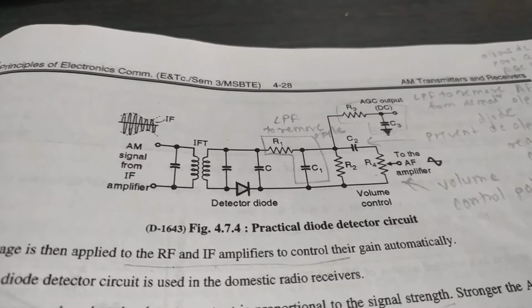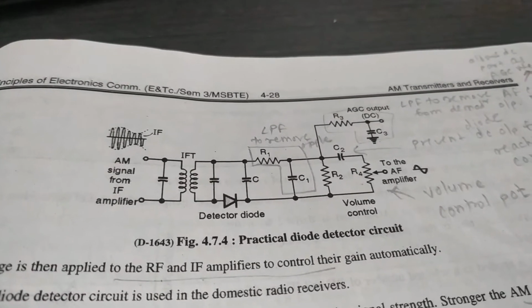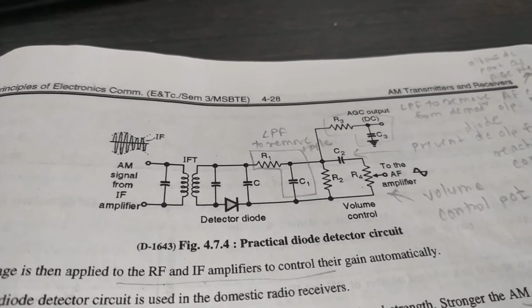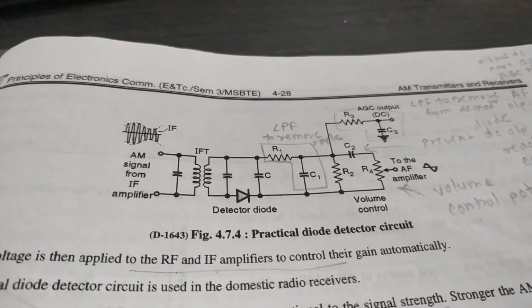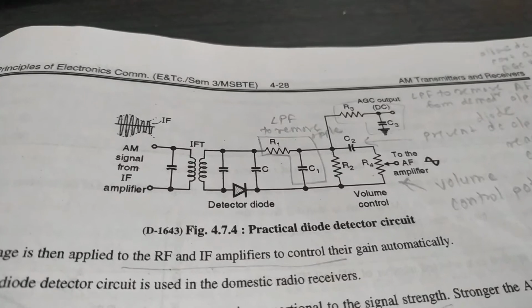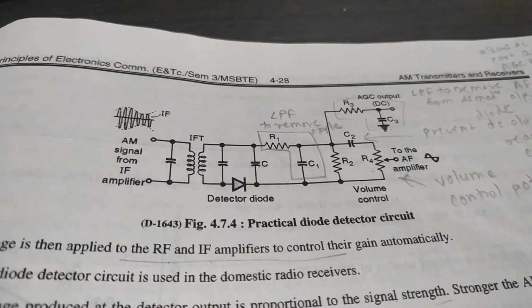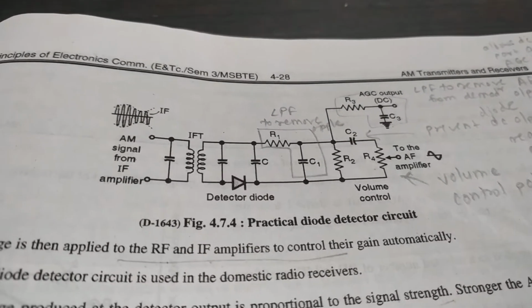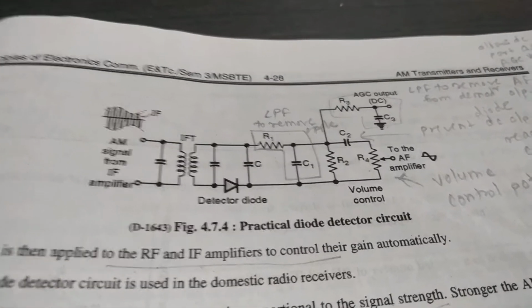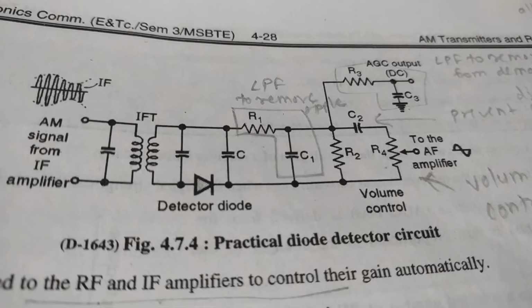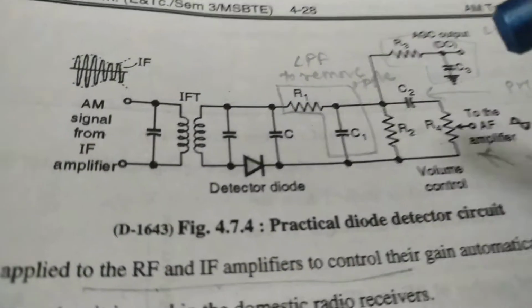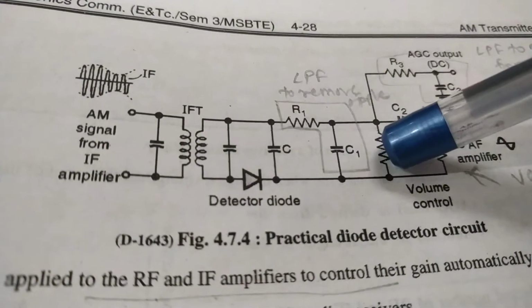Okay, so the practical diode detector we can use particularly to recover, or demodulate, the negative envelope signal. Okay, so the AGC voltage that we use here, AGC means automatic gain control circuit, is developed by using the resistor R1 and the resistor R2. So here on the screen you can observe the resistor R1 and the R2.